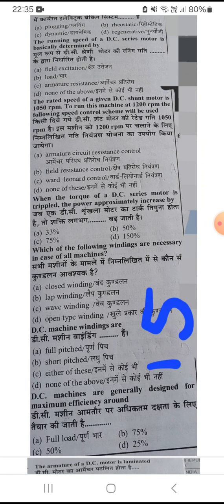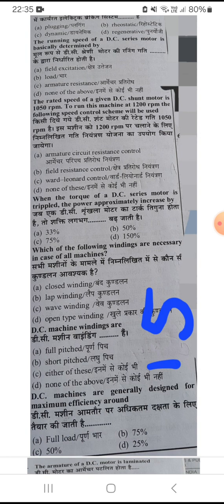Okay. Next, when the torque of a DC series motor is tripled, the power approximately increased by, option C, 75%, because here the torque is tripled. Which of the following windings are necessary in case of the all machines?